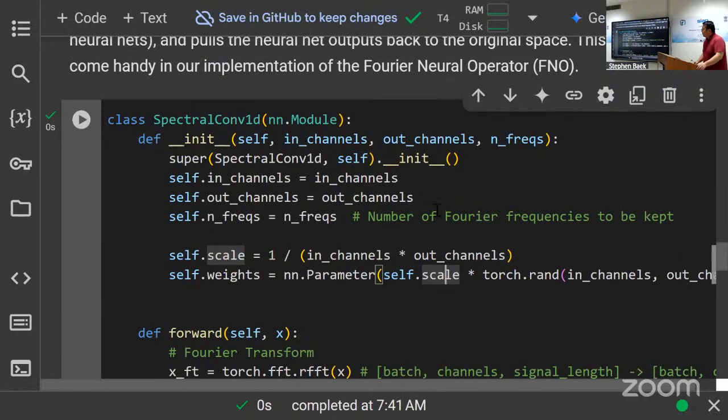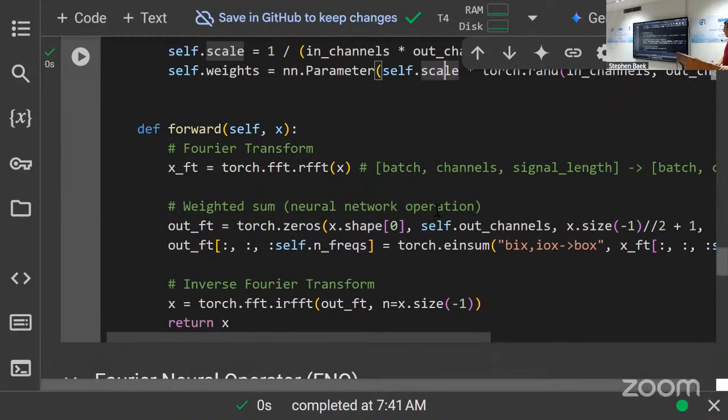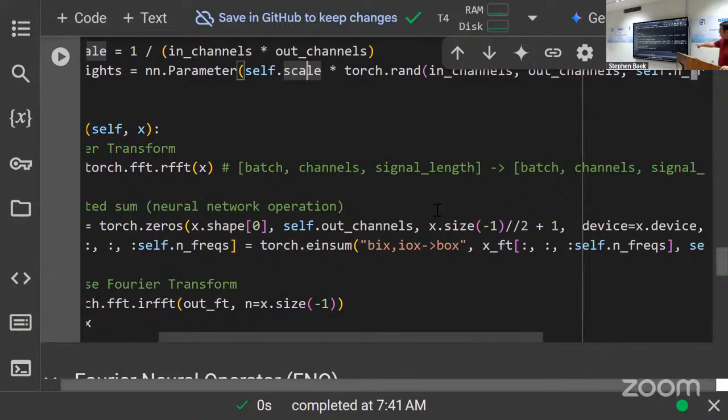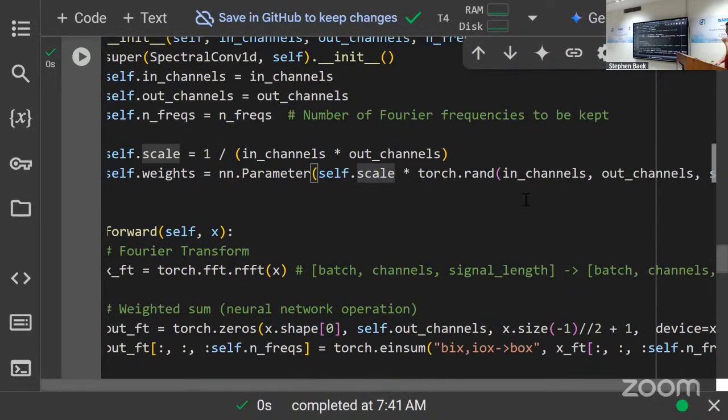So that, yes, I did not explain. So thanks for reminding. In the definition of the spectral convolution 1D layer, we have the argument called the number of frequencies. And then that number of frequencies is stored as self.n_freq. And basically, in the forward function, we're keeping the number of frequencies. So we're truncating the number of frequencies in that way.